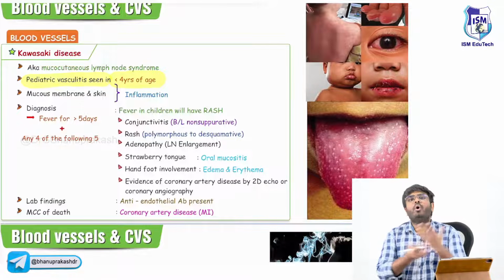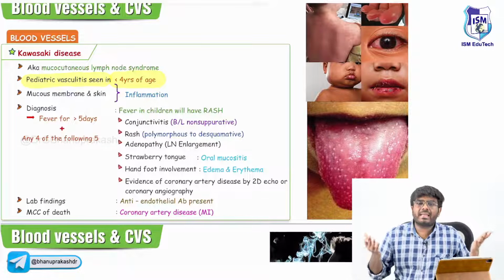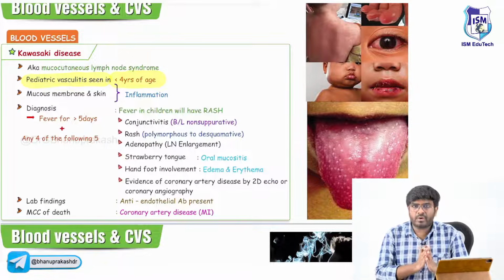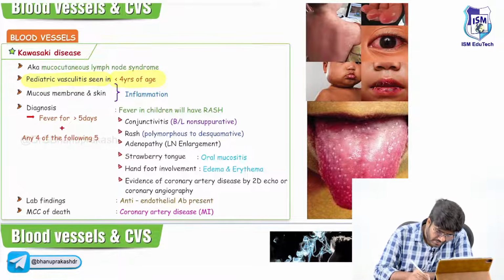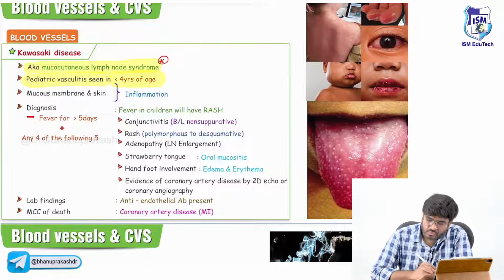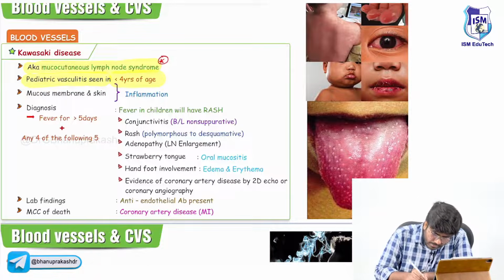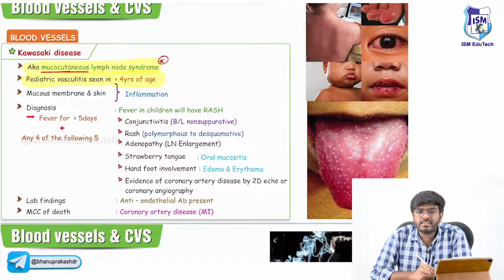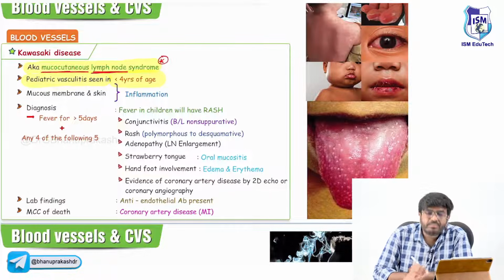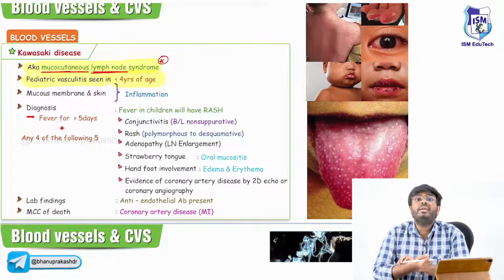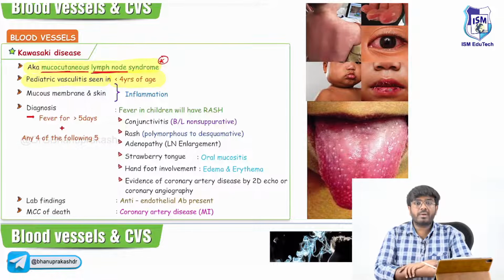So why is it happening? No idea. No one knows exactly why it happens. This Kawasaki disease is also called the mucocutaneous lymph node syndrome. Which means the mucous membranes and the skin involvement will be there, and the lymph node involvement will be there. Mucosal membranes are going to peel off. I will show you.